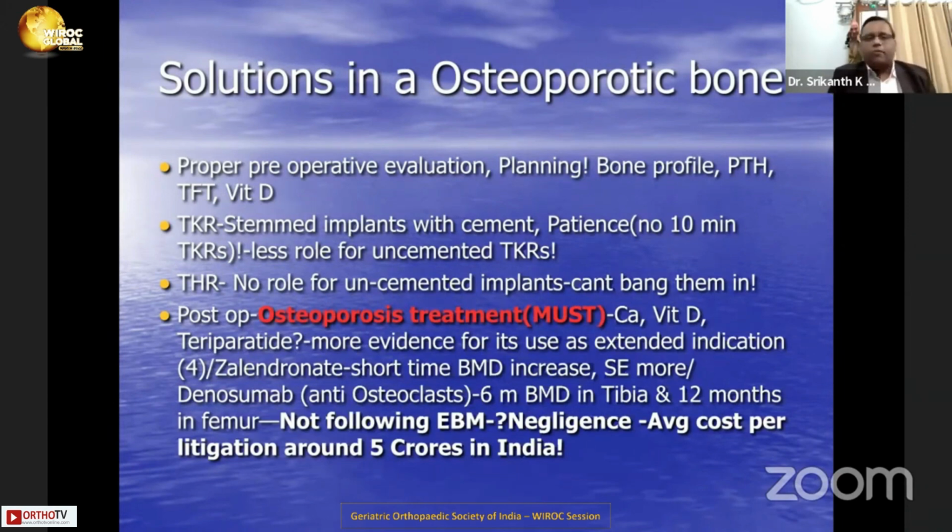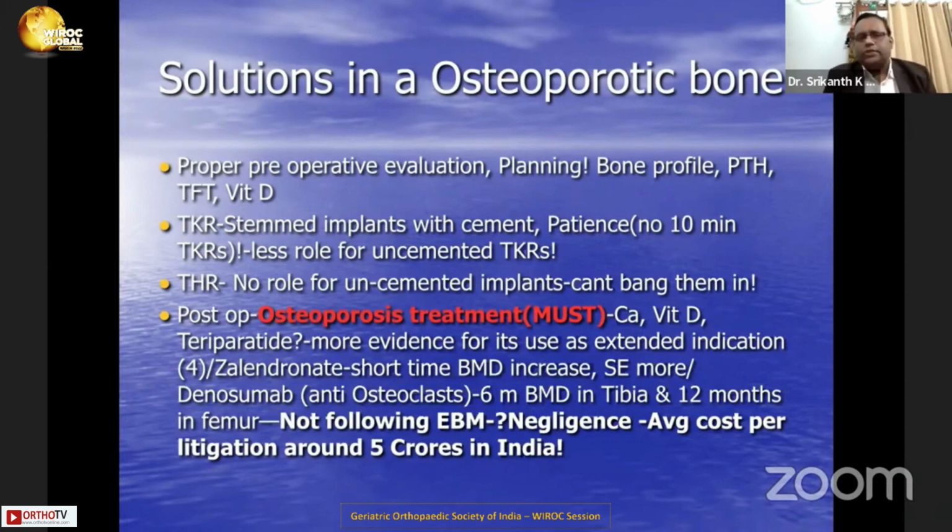Post-op, very, very important, I put in red: osteoporosis treatment is a must. We have to use calcium and vitamin D if there is deficiency. And there's increasing evidence to show the role of teriparatide in these patients. And also zoledronate, very cheap, but it increases BMD for a short time. But there is significant jaw necrosis and atypical fractures with that.